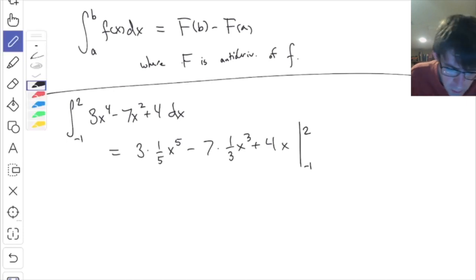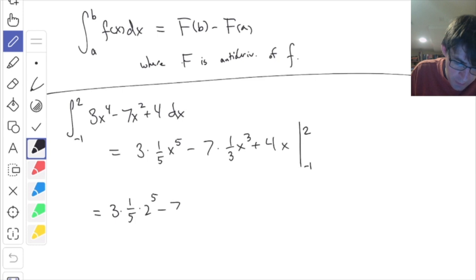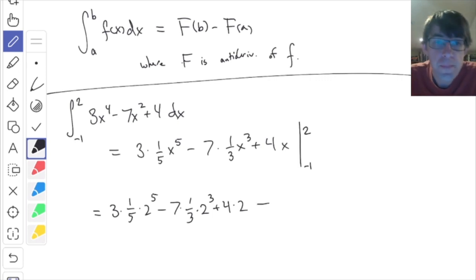Okay, what do we do? I'm going to plug in 2 for x everywhere, so it becomes 3 times 1/5 times 2 to the 5th minus 7 times 1/3 times 2 to the 3rd plus 4 times 2. All right. That was the f of b part. I plugged in 2 everywhere. And then I go minus, I'm going to go through the whole thing again, plugging in -1 everywhere. You better have them parentheses there.